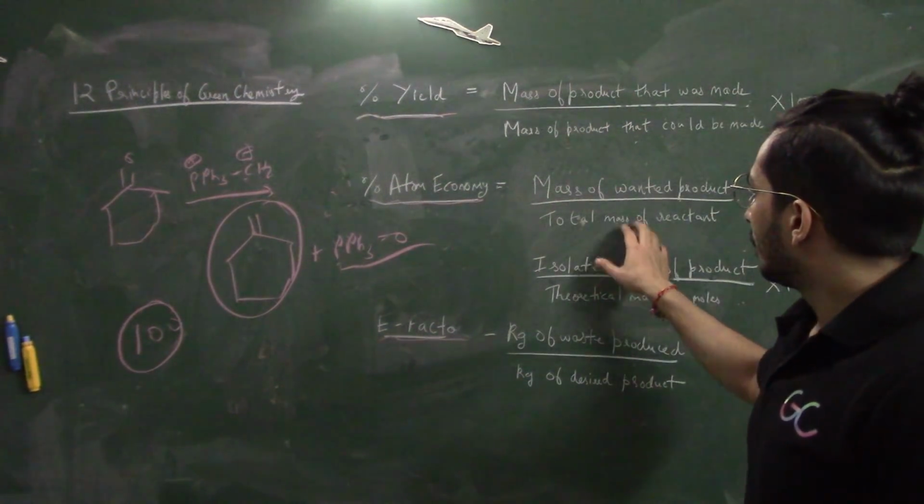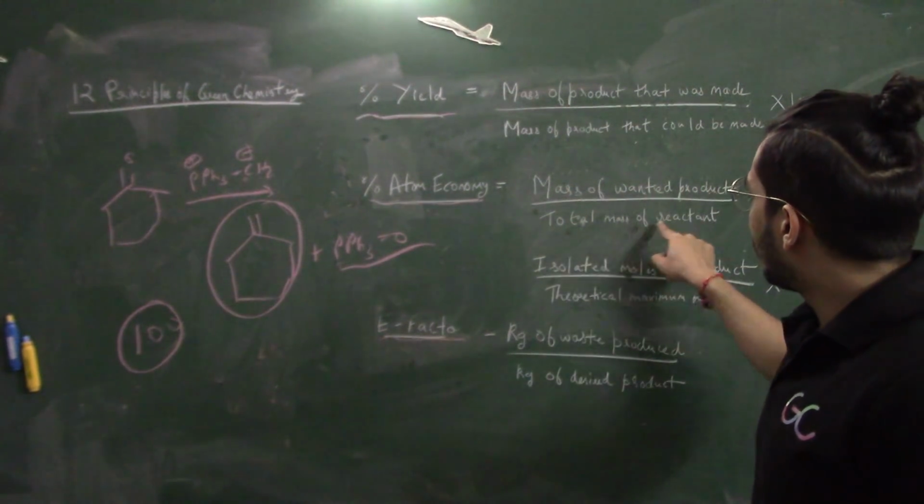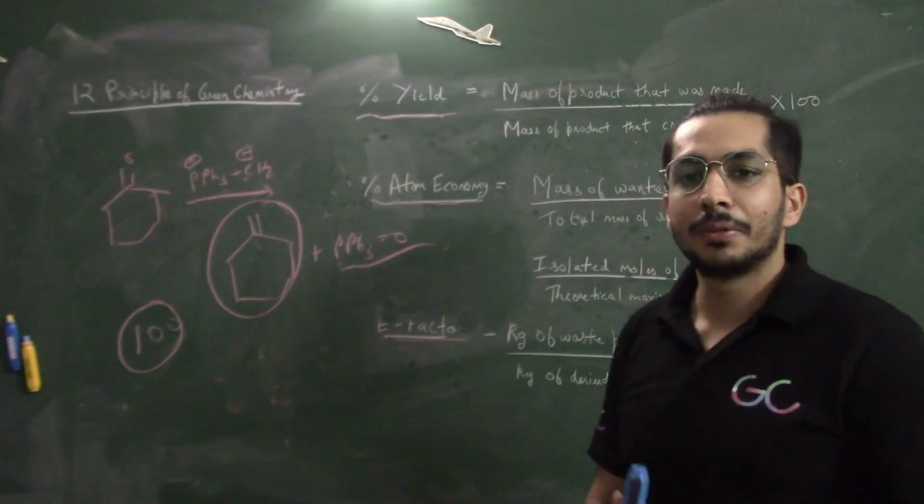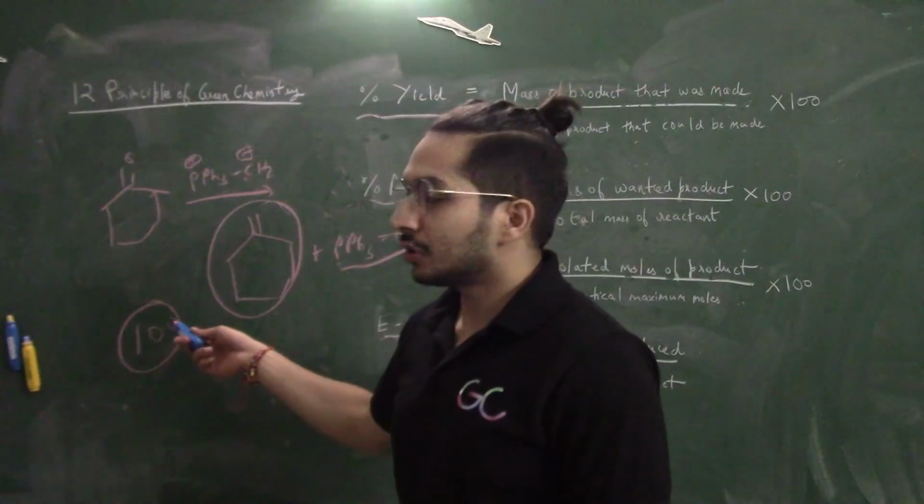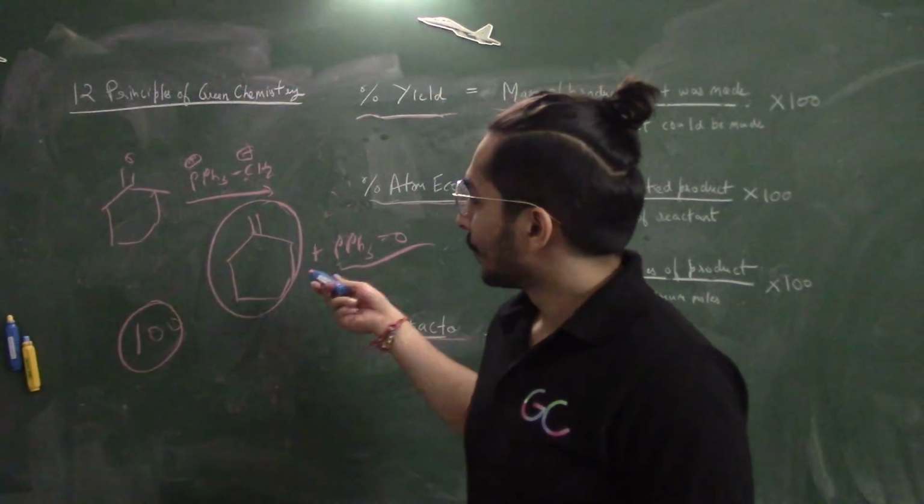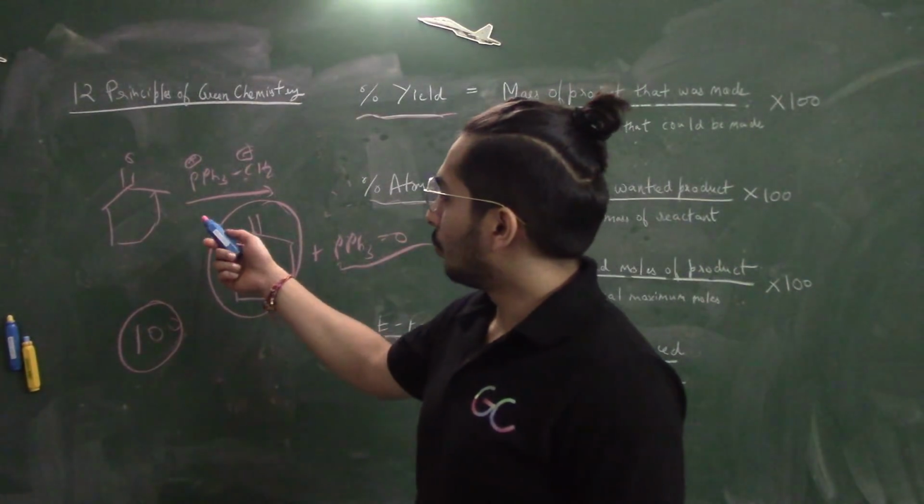Now if you see over here, this is the formula: mass of the wanted product upon the total mass of reactants, into 100. This will give me the atom economy. Now for this reaction, which was seemingly very efficient, if I try to find the atom economy, what will it be?